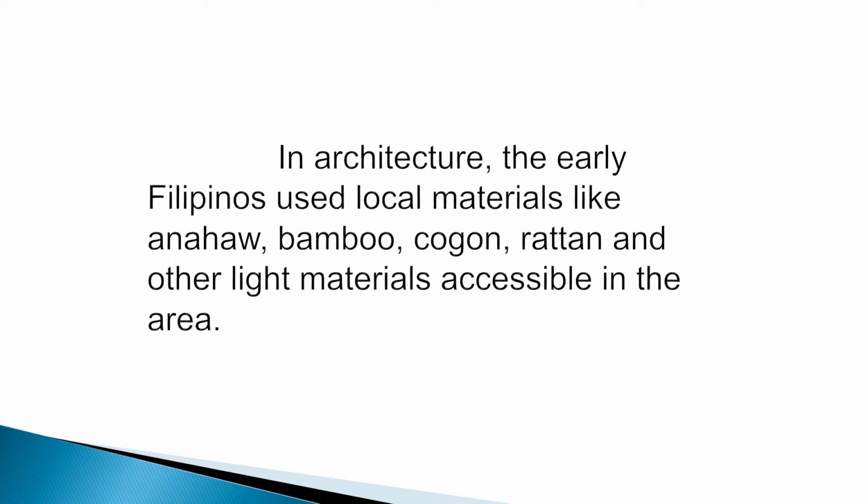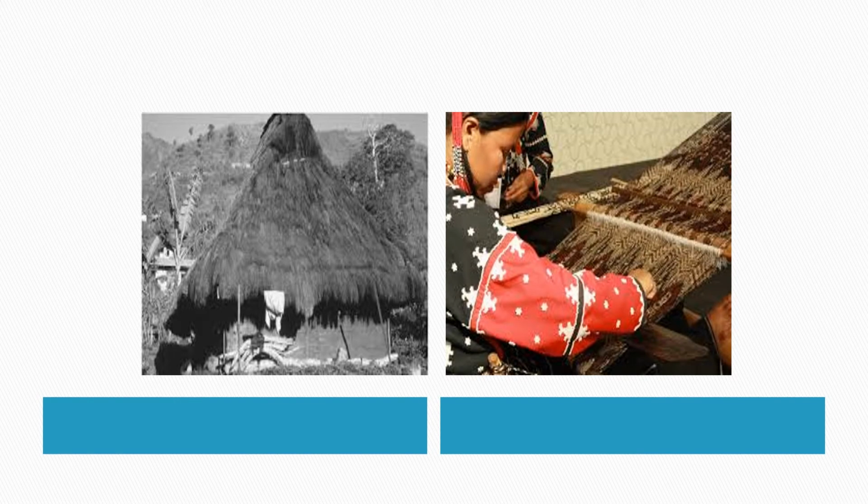In architecture, the early Filipinos used local materials like anahaw, bamboo, kogon, rattan, and other light materials accessible in the area. Here is an example of a house made from local materials and an indigenous weaving process.